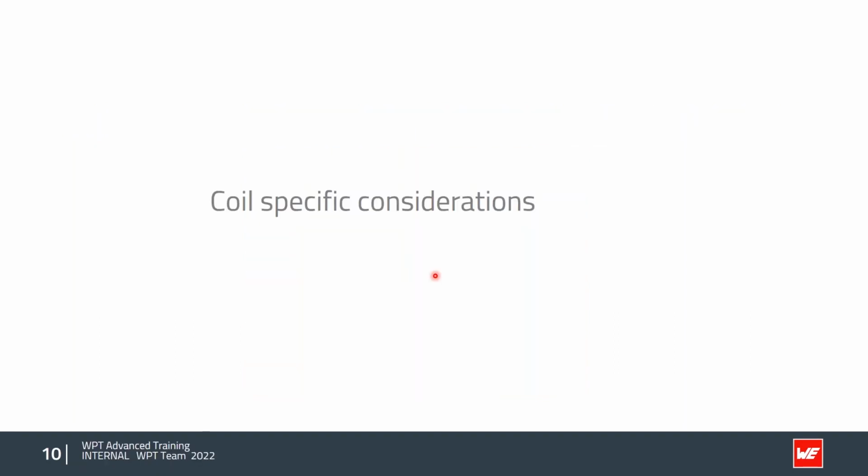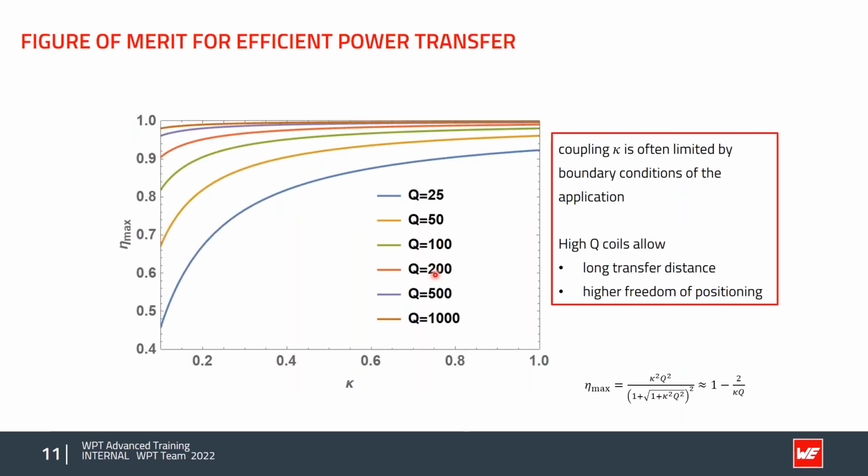So now let's have a look at some coil-specific considerations. As I mentioned before, the figure of merit is a very important measure for the efficiency of wireless power transfer systems. On this axis, you can see the maximum efficiency, and here you can see the coupling factor, for different quality factors, which you can calculate very simply. Let's have a look, for example, at a theoretical value for the Q of 1000. Independent of the coupling, we have a very good theoretical maximum efficiency.